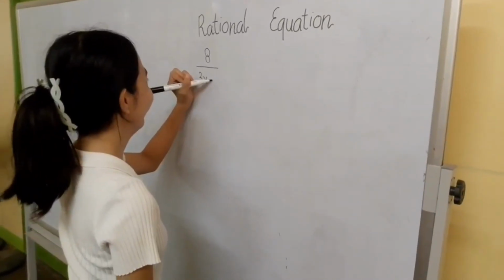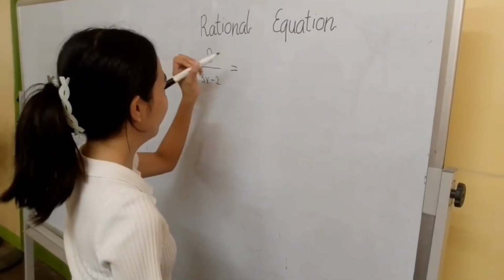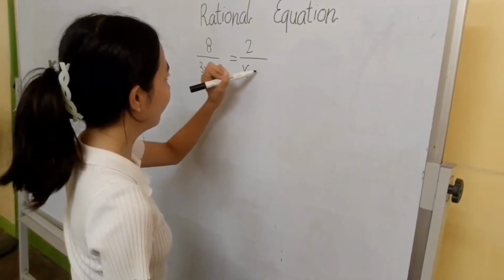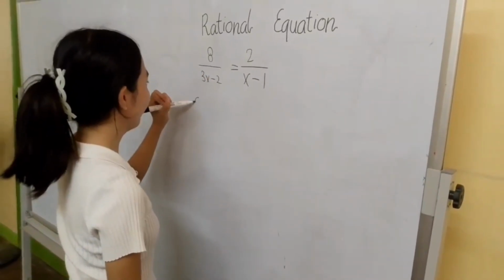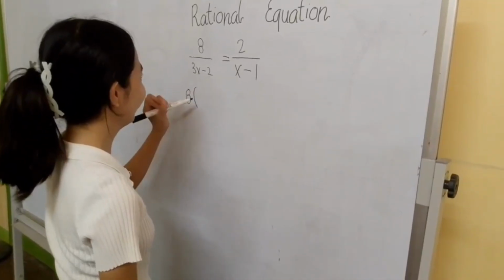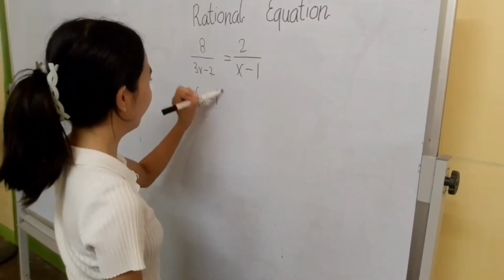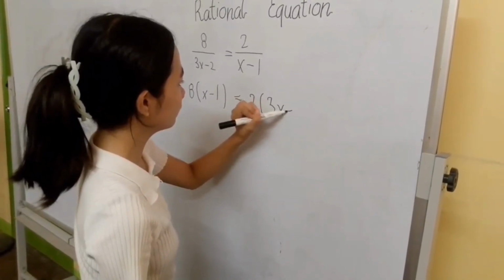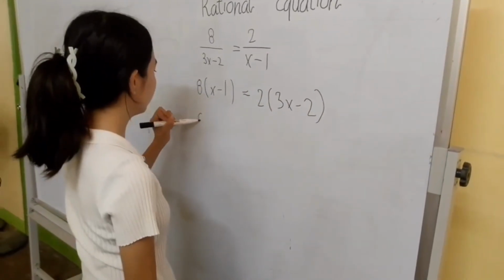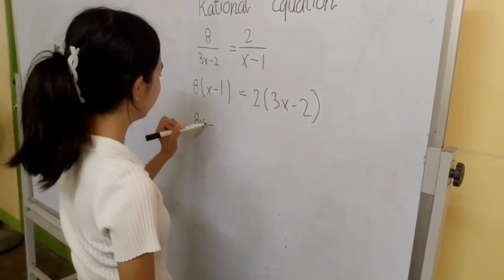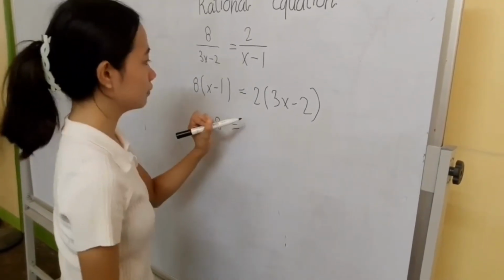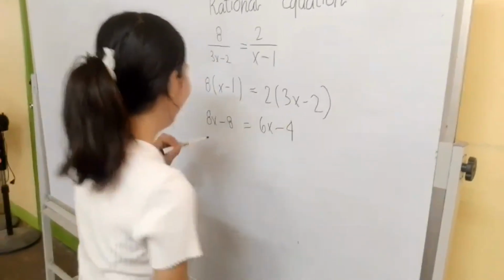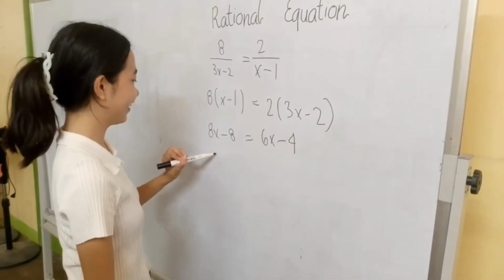8 over 3x minus 2 is equal to 2 over x minus 1. We will use cross multiplication, so we have 8 times x minus 1 is equal to 2 times 3x minus 2. Then distribute. 8 times x is 8x. 8 times negative 1 is negative 8, is equal to 2 times 3x is 6x. 2 times negative 2 is negative 4.